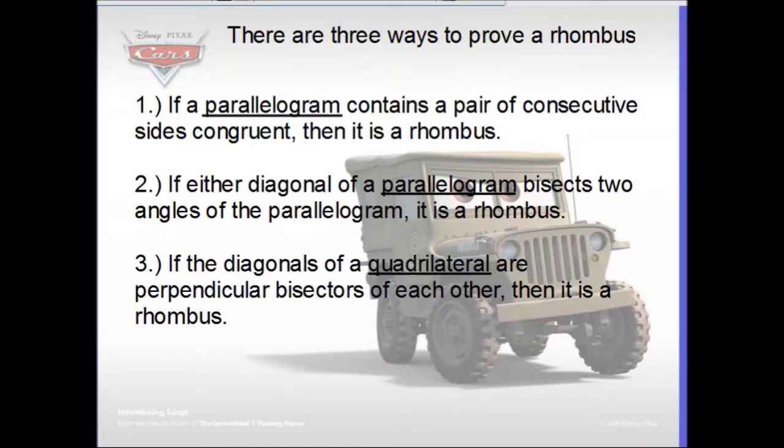There are three ways to prove a rhombus. Number one, if a parallelogram contains a pair of consecutive sides congruent, then it is a rhombus. So again, we have to know it's a parallelogram to start. Number two, if either diagonal of a parallelogram bisects two angles of the parallelogram, then it is a rhombus. And three, if the diagonals of a quadrilateral are perpendicular bisectors of each other, then it's a rhombus. Again, just like we had for the rectangle, for 1 and 2, we needed to know that the quadrilateral was a parallelogram, but for the third one, all we needed to know was that it has four sides.